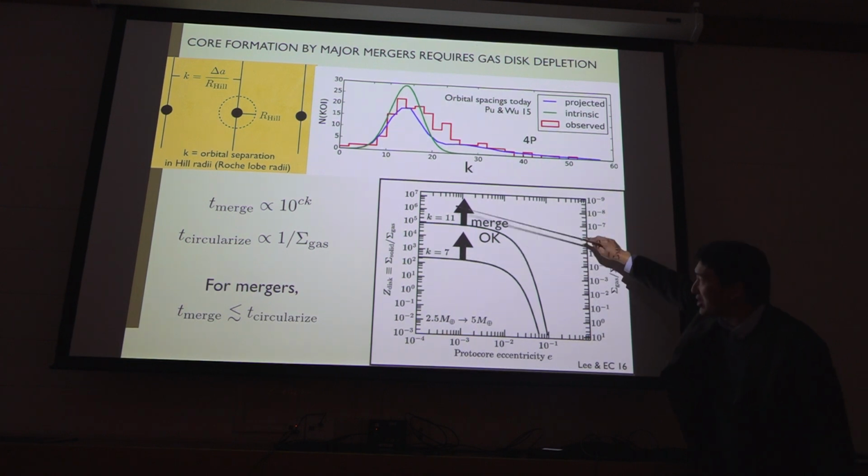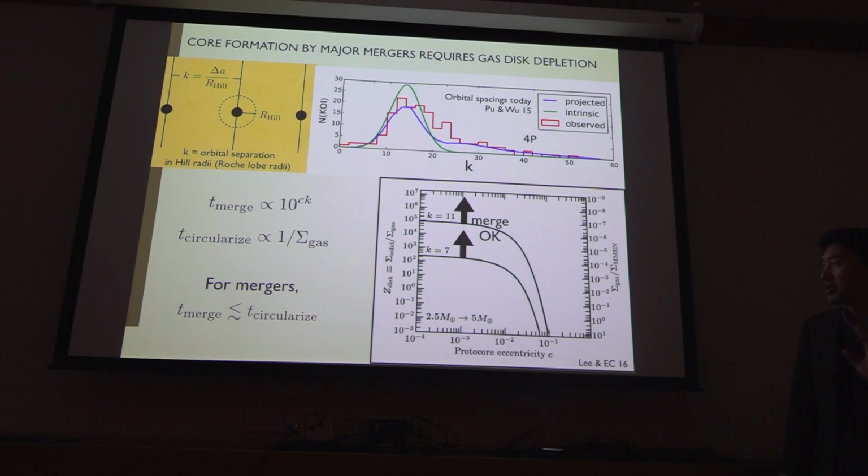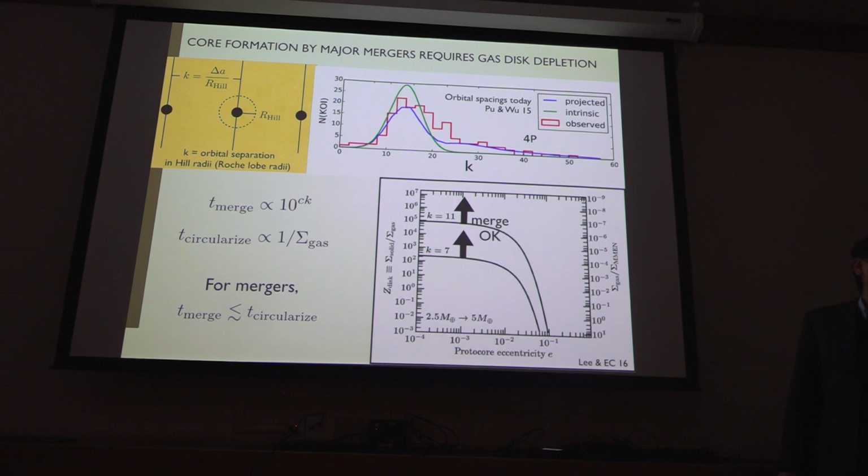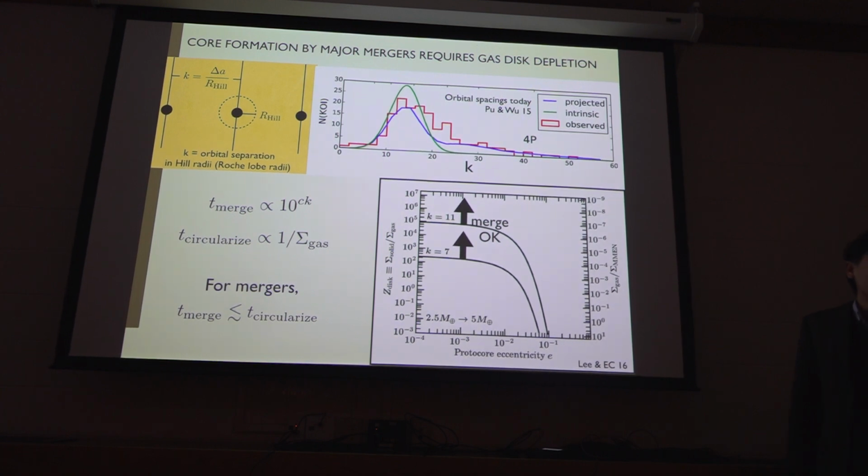Everything above these lines is good for mergers. If K is 7, then you need to reduce the surface density by about 4 orders of magnitude relative to the minimum mass value. Okay. What if the spacing is larger? Then you need something like 10 to the 7. So these are pretty gas-poor environments. Gas-poor, but not gas-empty, because you know they have a little bit of gas.